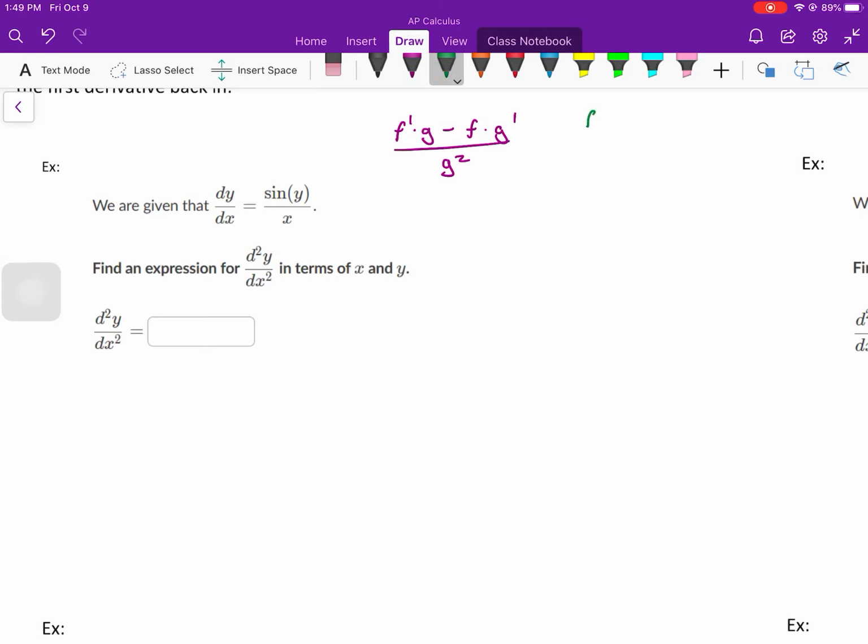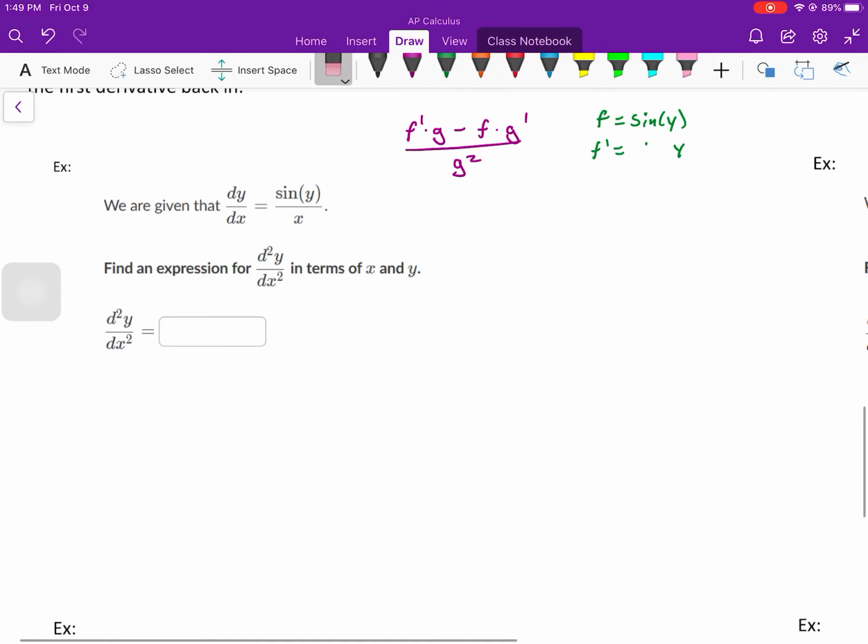So f would be the top function, which is sine of y. And remember, this is implicit. So when we take the derivative with respect to x, we have to do the chain rule. So derivative of sine is cosine, and we multiply it by dy dx, because that's the derivative of the inside, the derivative of y. And then g is x, so g prime is 1.